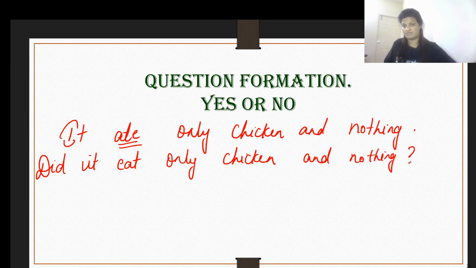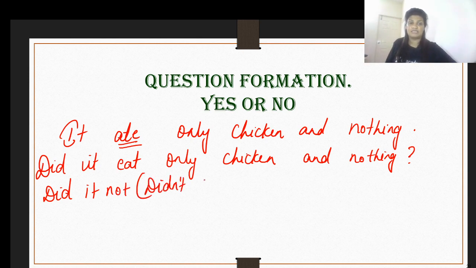And we end it with a question mark. How would you make it negative? You make it negative by introducing the negative word, by saying "did it not", or by contracting it like this: "didn't it". The present tense or the root verb of ate is eat. Didn't it, or did it not, or didn't it eat anything?